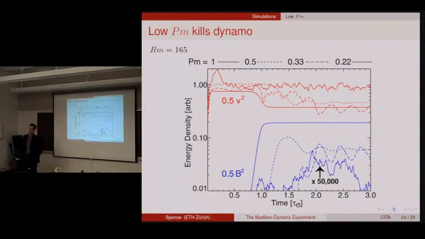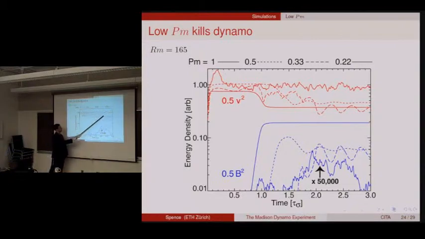We continue to lower the magnetic Prandtl number. So remember, the Prandtl number of sodium is 10 to the minus 5. So here are four different cases: 1, 1/2, 1/3, and 0.22. So here's Prandtl number 1, very similar to that first plot that I showed you earlier. Now we're on a log plot, so it looks a little different, but essentially the same thing. We get this nice growth in the magnetic field energy, the Lorentz force kicks in, and we get a saturated state.